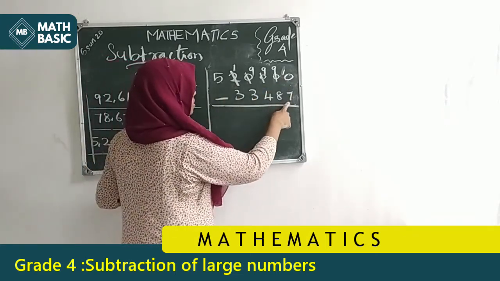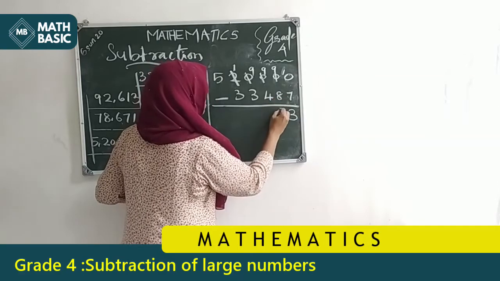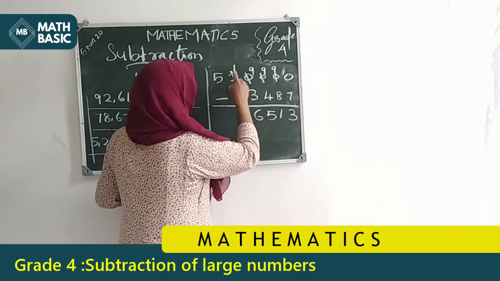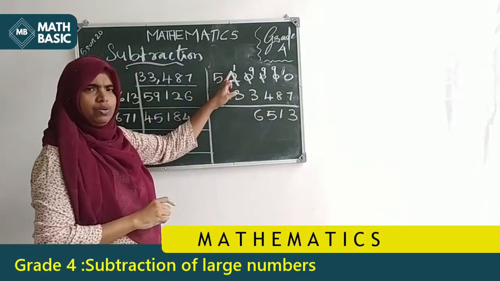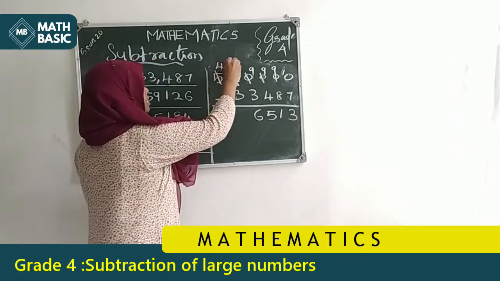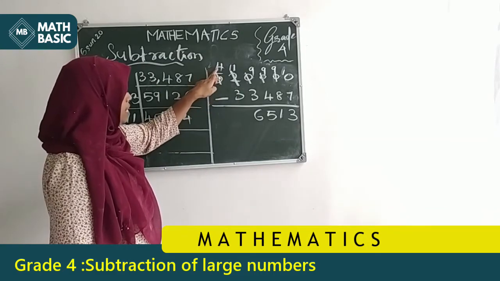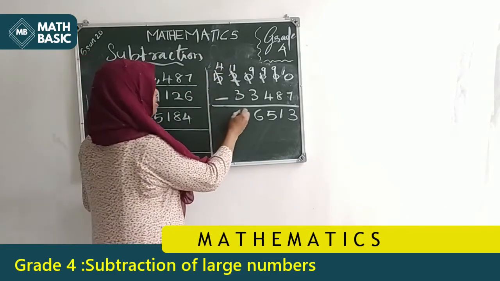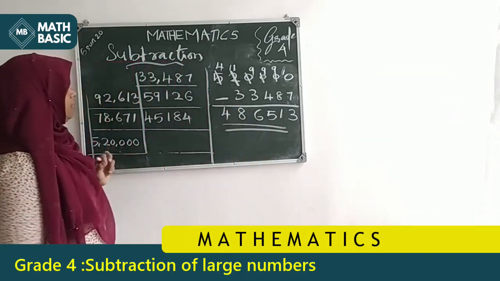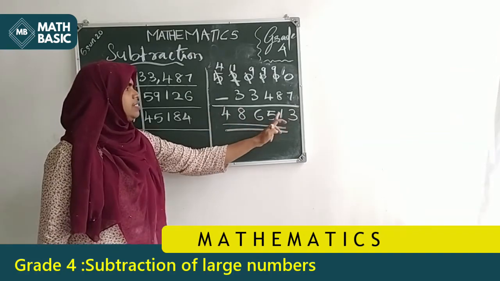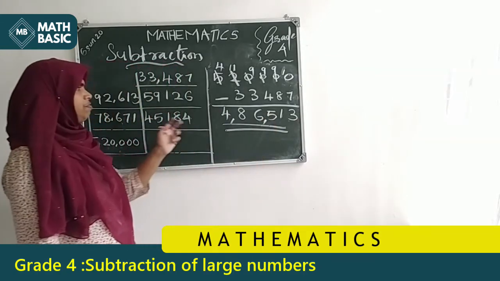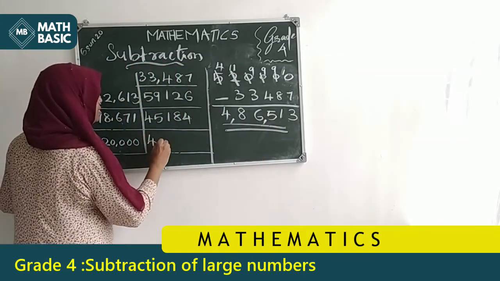10 minus 7 is 3. 9 minus 8 is 1. 9 minus 4 is 5. 9 minus 3 is 6. 1 minus 3, again we can't do here. So again borrowing from 5, it will become 4. Then it is 11. Okay. Here 4, here 11. 11 minus 3 is 8. Here 4. So the answer is 4,86,513. Here ones, tens, hundreds, 1,000, 10,000, lakh. Here 4 lakh. 86,513 is the difference.